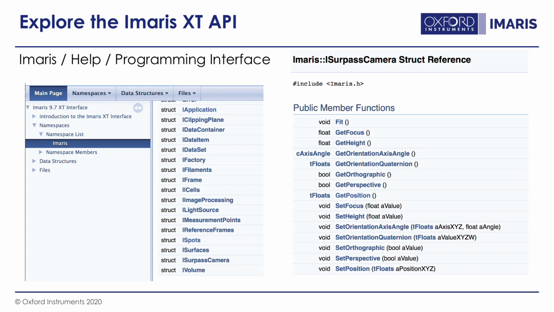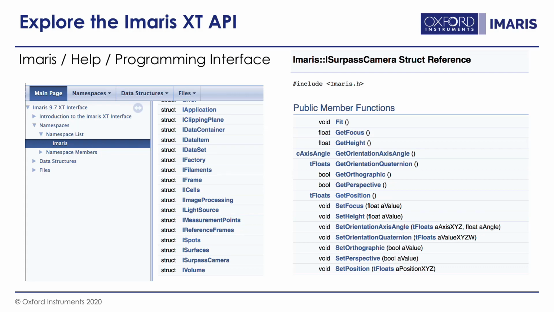If you have a look at this second column here, you see iApplication, iClippingPlane, iDataContainer, iDataItem, many things. Some of them you'll immediately recognize. iCells is the interface for the cells Surpass object, or iSpots, we already have looked at that. There are other classes that are less immediate to understand what they do, but I'll provide you some more samples later.